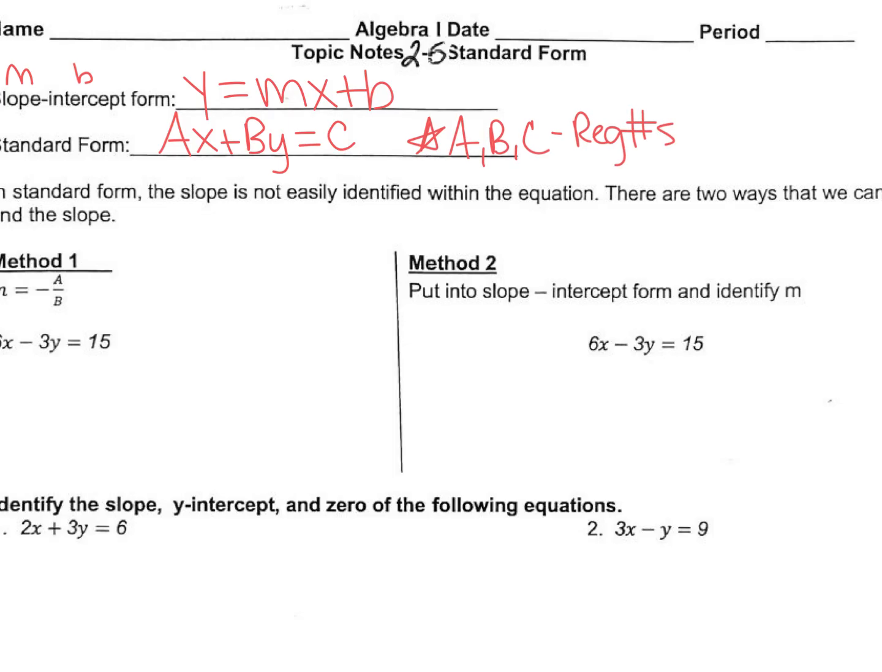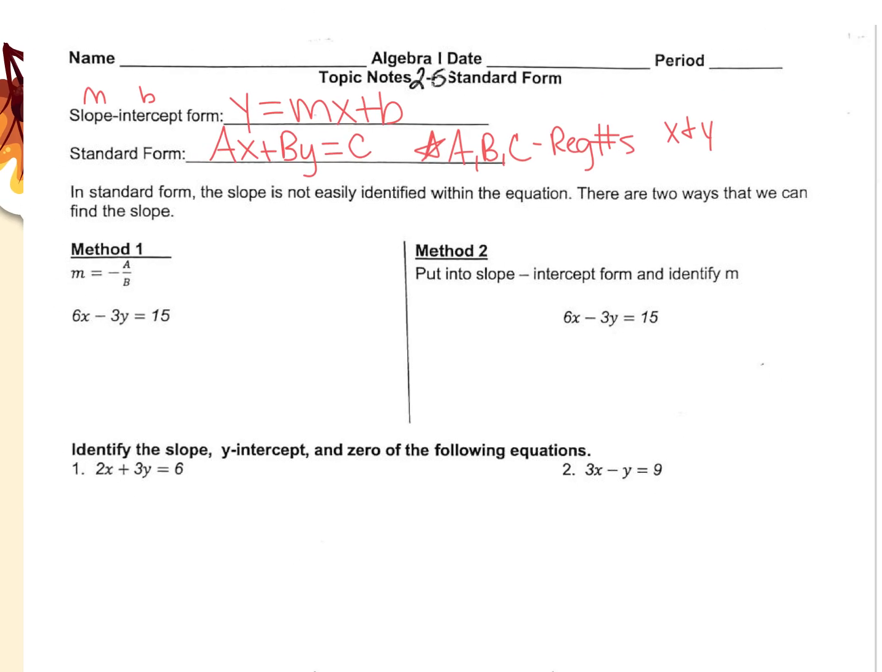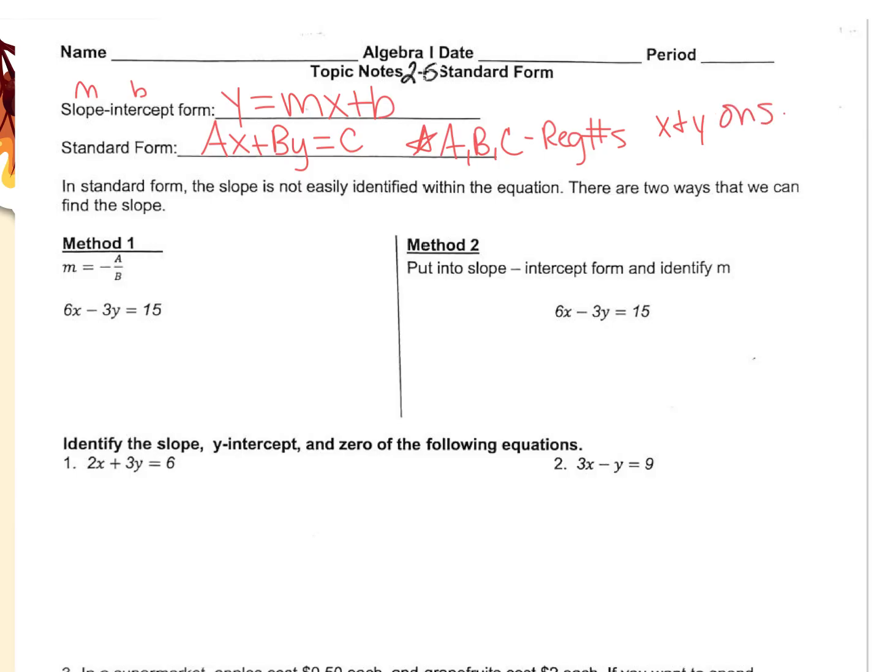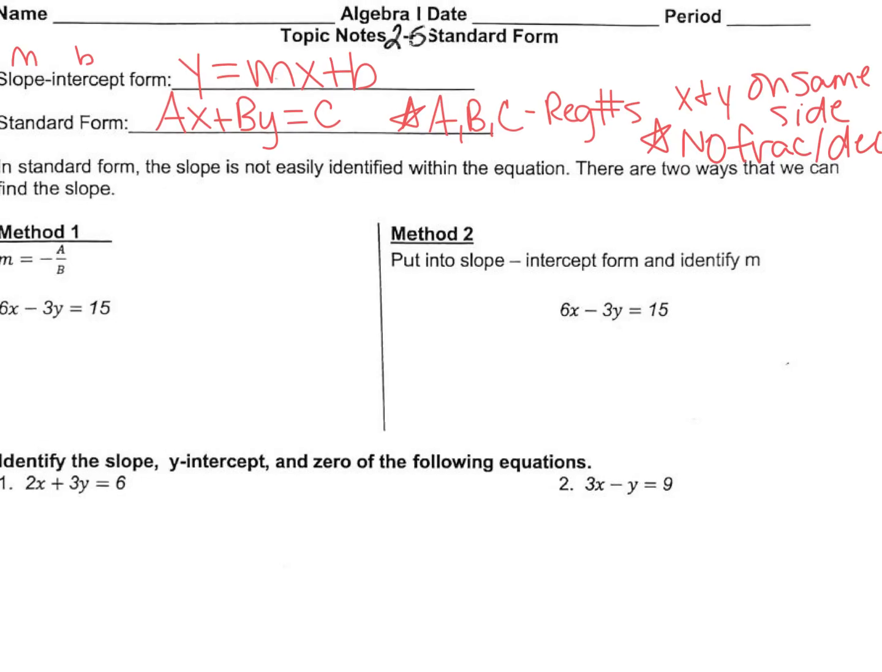I want you to also notice that X and Y are on the same side. That's going to be important. And we're going to put a little star here, and we're going to say no fractions or decimals, okay? Because A, B, and C are just regular numbers. Now, there's two different ways we can do this. I'm going to show you both methods, and you decide which method you like best, okay?